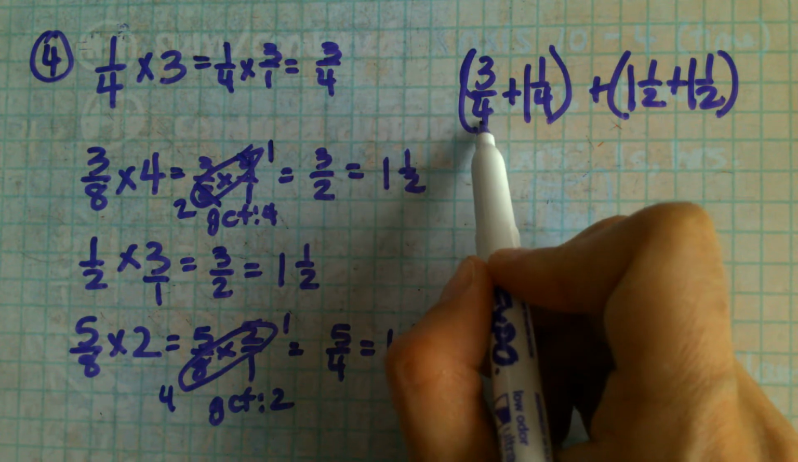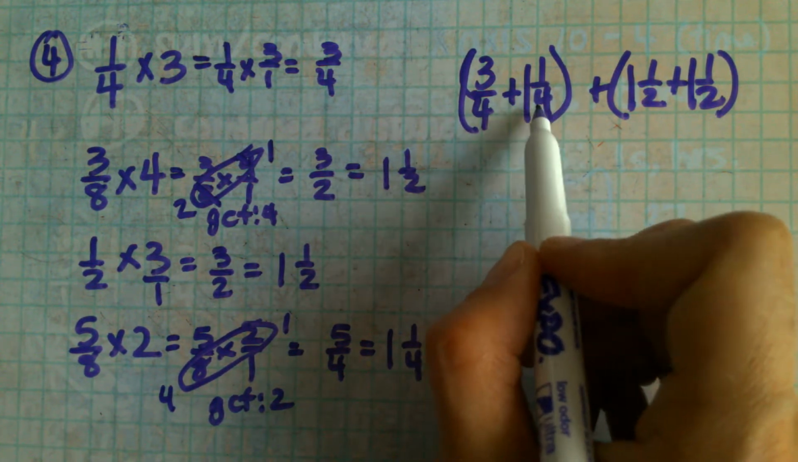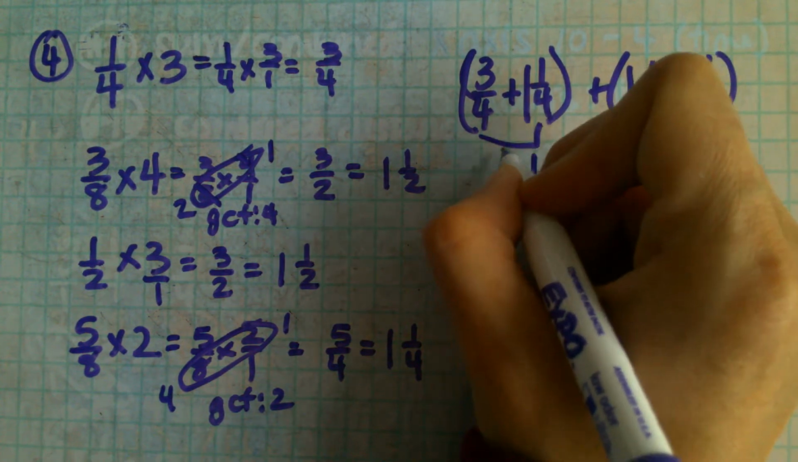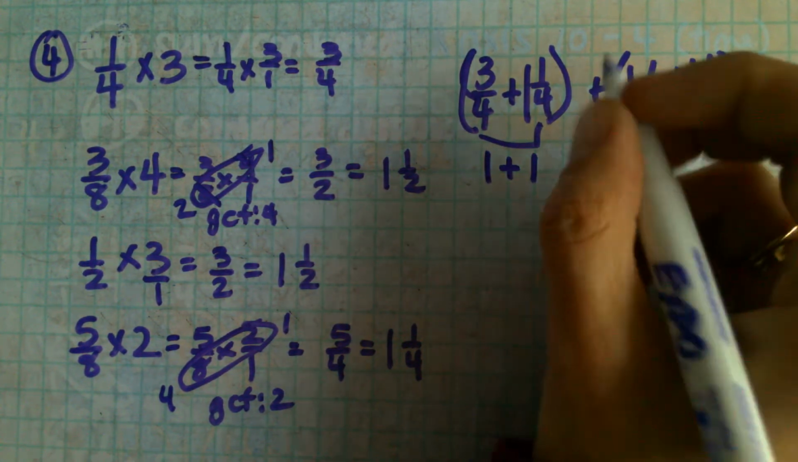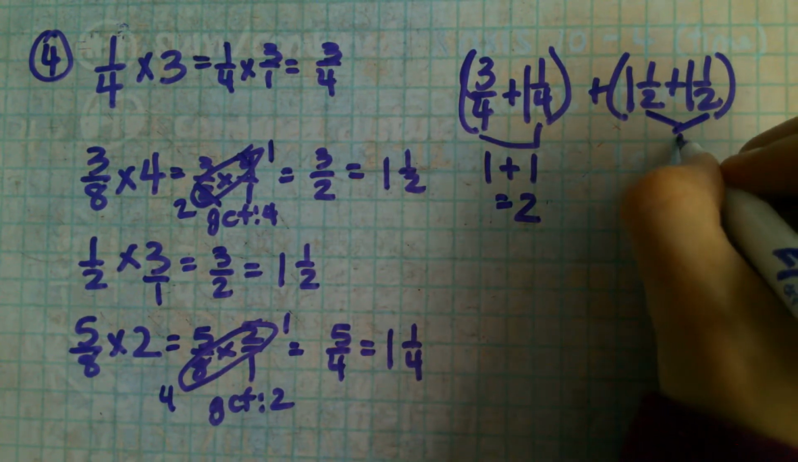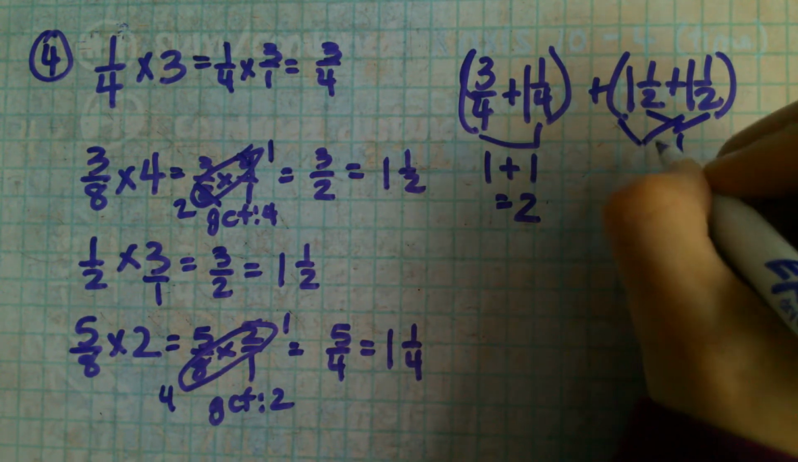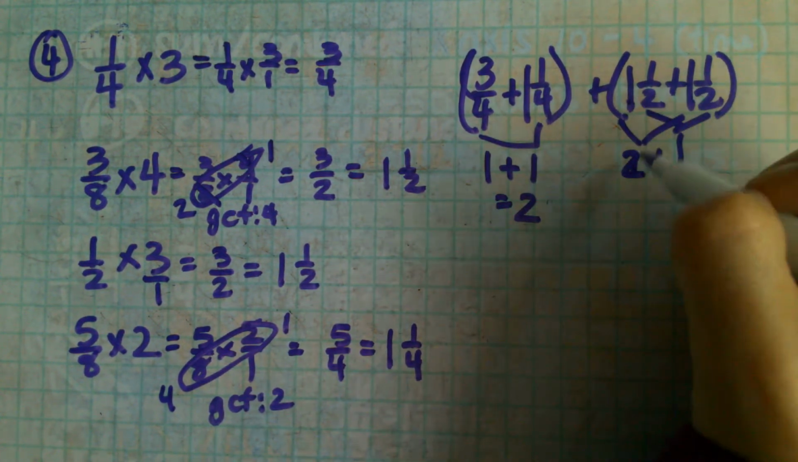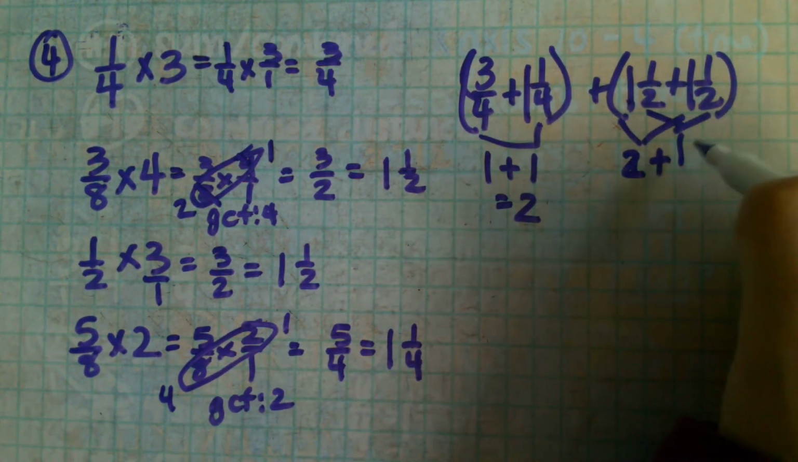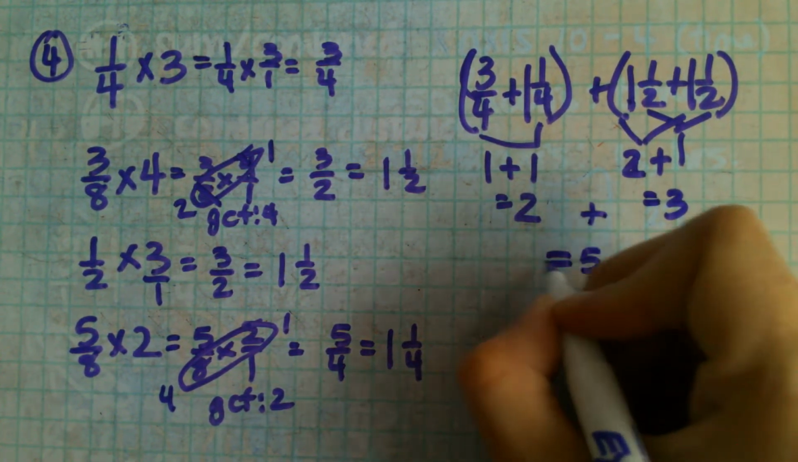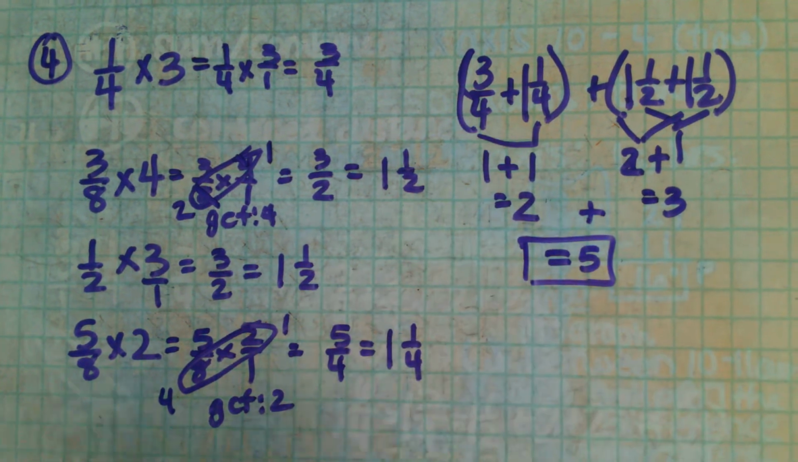So 3/4 plus a 4th equals 1 whole. So this is 1 whole plus 1 equals 2. A half plus a half is 1. 1 plus 1 is, I'm sorry, is 2. 1 whole plus 1 whole is 2. And then a half is 1 whole. So this equals 3. So altogether, this equals 5. So the combined weight of all the kittens is 5 pounds.